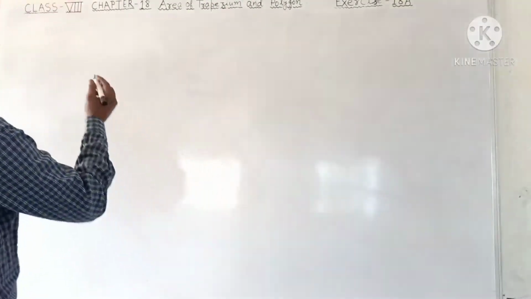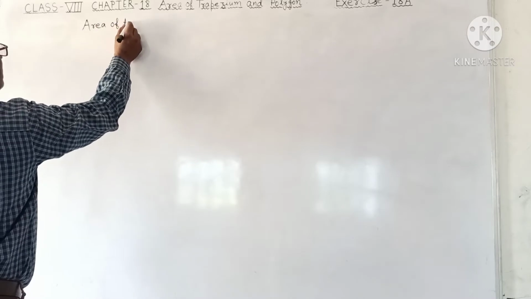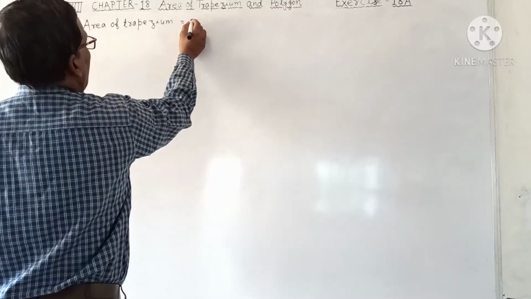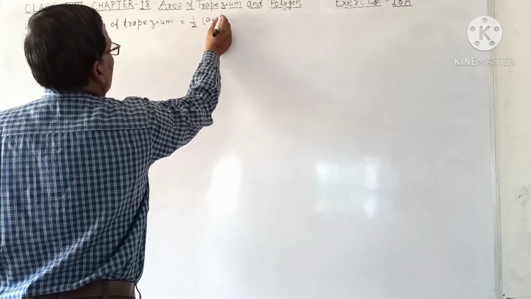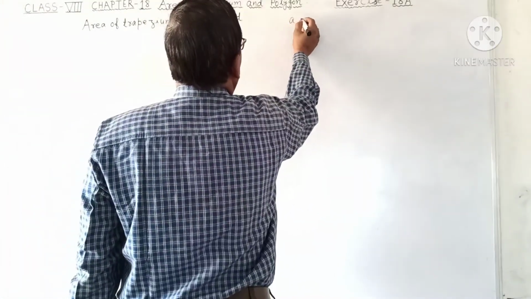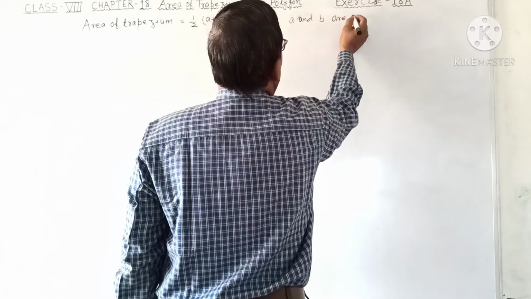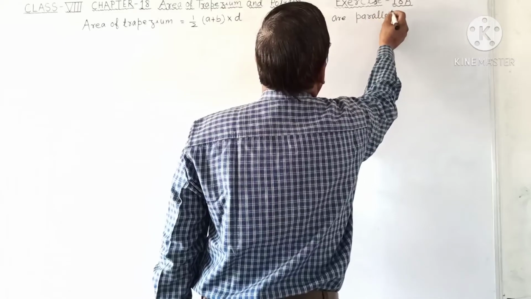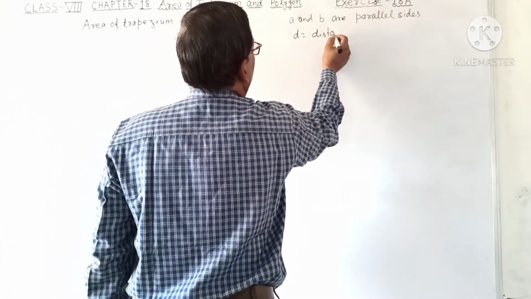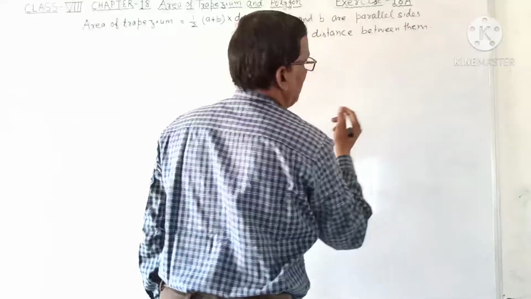Area of trapezium equal to half into (a plus b) into d, where a and b are parallel sides, and d equal to distance between them, means distance between parallel sides.